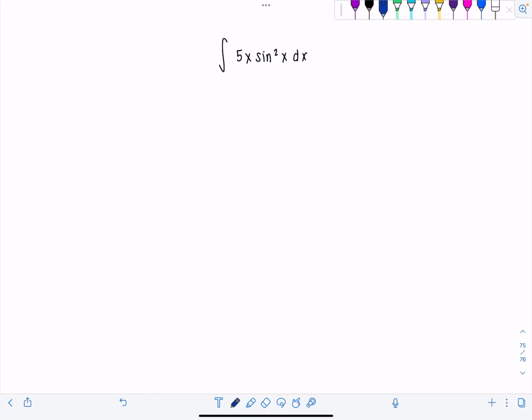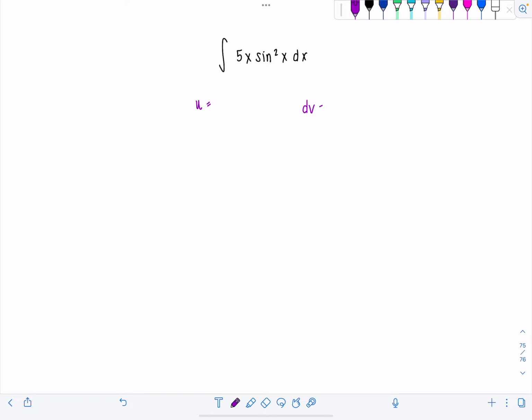We have an indefinite integral of 5x times sine squared x dx. I actually just put this one on my exam that my Calc 2 students took this week. So, you're going to need to use integration by parts and a trig identity.